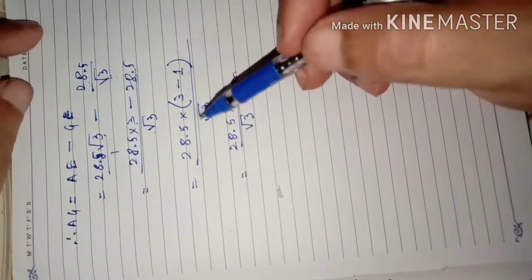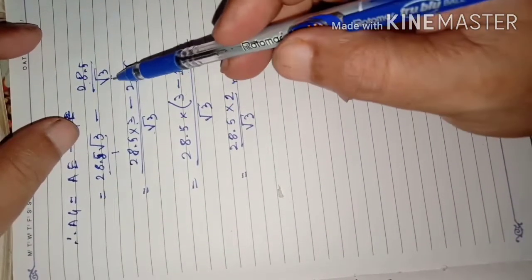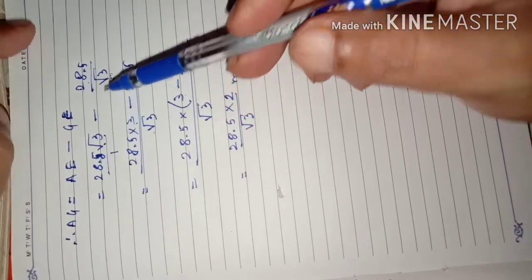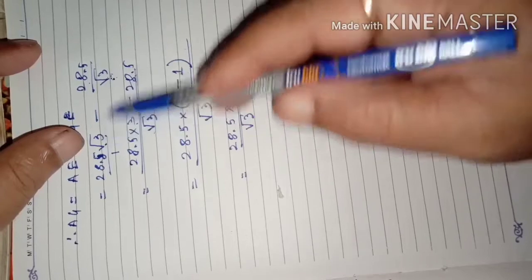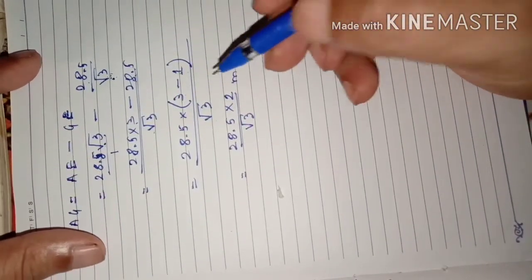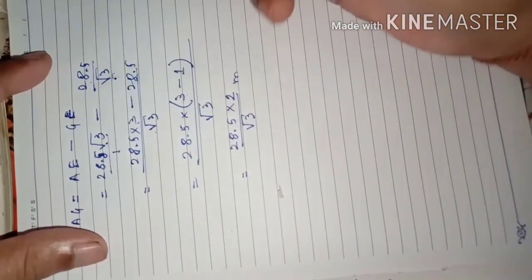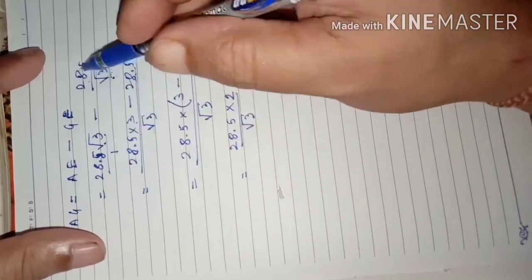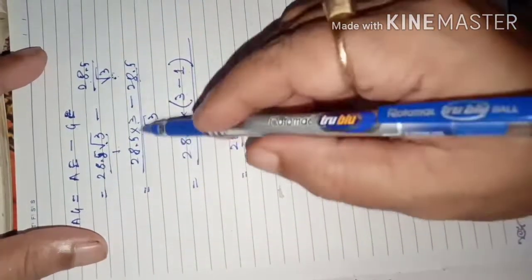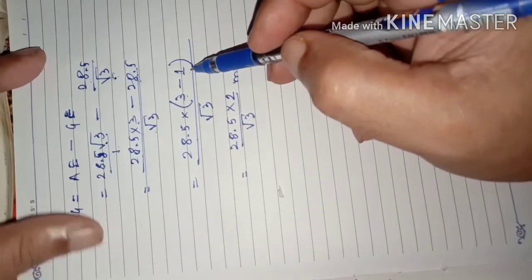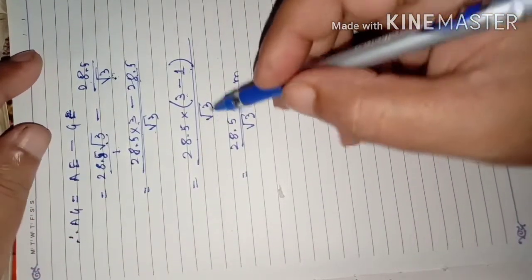Please see this type of steps very carefully, because many students make mistakes with numbers like root 3 and root 2. They handle them improperly, that's why they don't arrive at the final answer. So just take the LCM by the normal method only. Root 3 into root 3 is 3, and 1 into 28.5 is 28.5. 28.5 you can take common, then here will be 3 and here will be 1. So it will be divided by root 3.